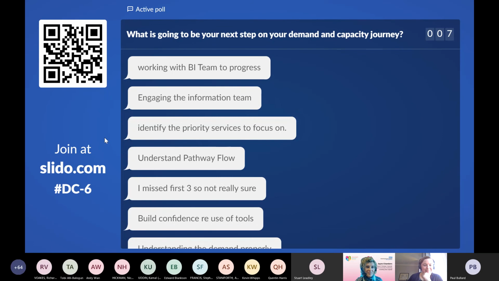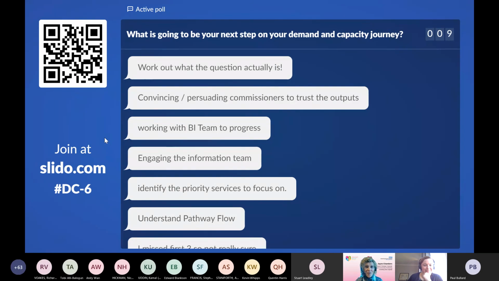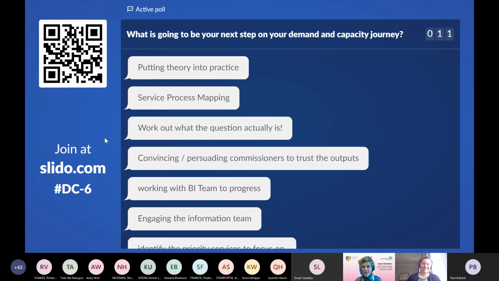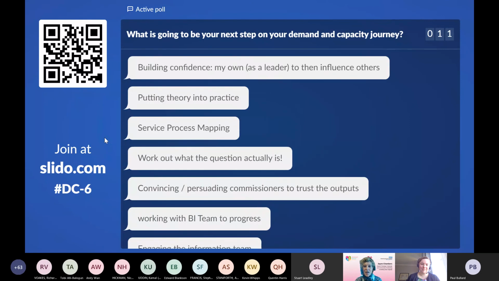It's identifying the priority for your service to focus on, and that will help build confidence, because you'll see the impact that that will have, especially if you've got willing victims, as in your teams and things like that. And once you see that, that boosts the confidence to continue.